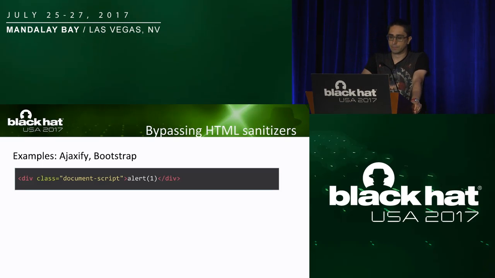So a couple of examples. Ajaxify, for some really weird reason, decides that a div with a class of document script should actually be created as a script, and the text content of this element will be the body of the newly created and inserted script. But such patterns are very common. And this is why gadgets are interesting as an XSS bypass mechanism.